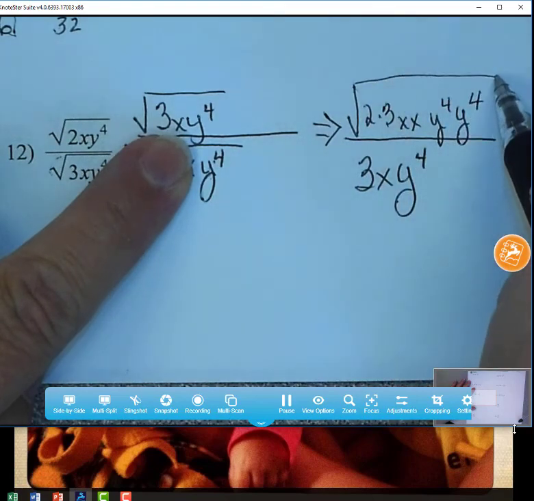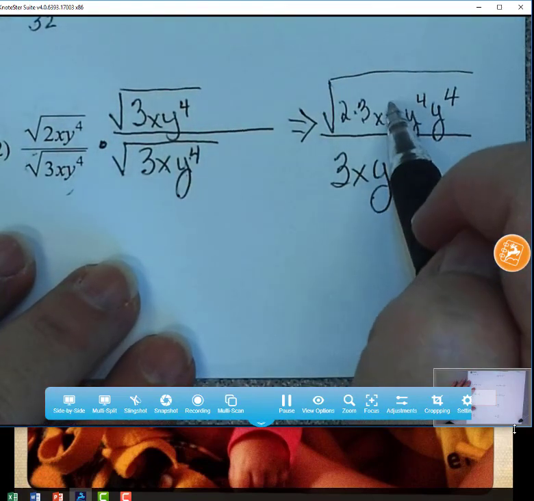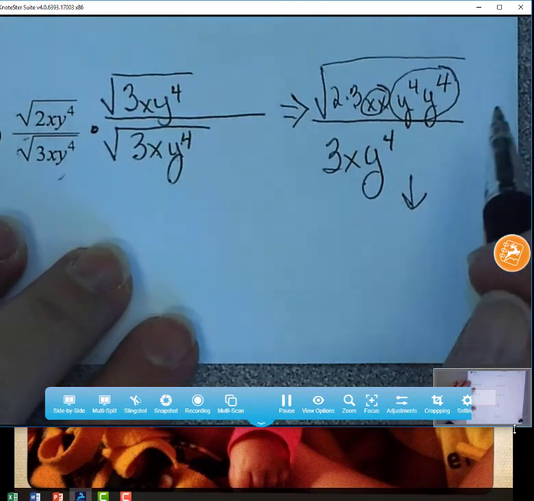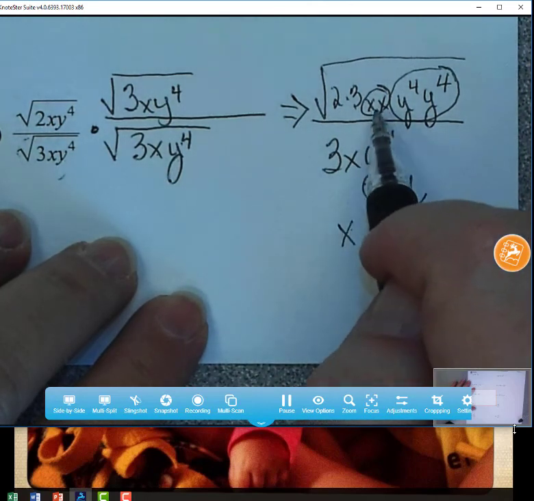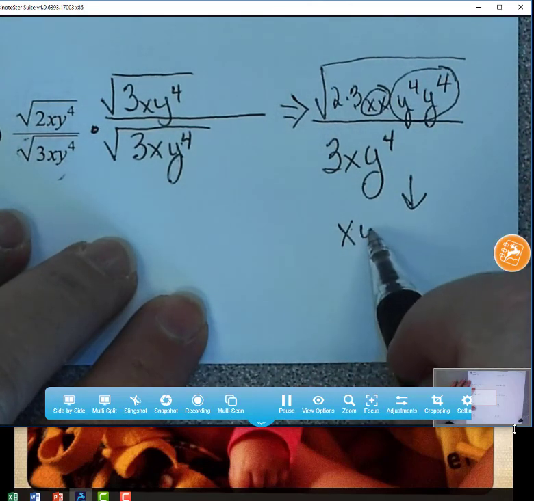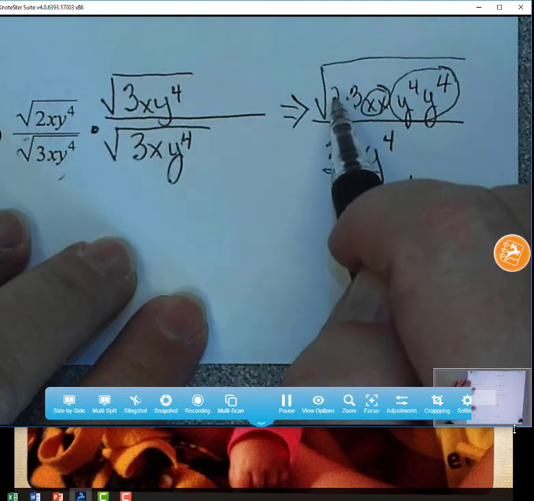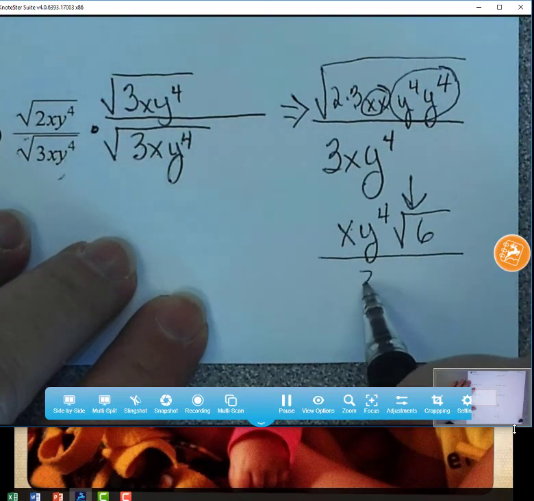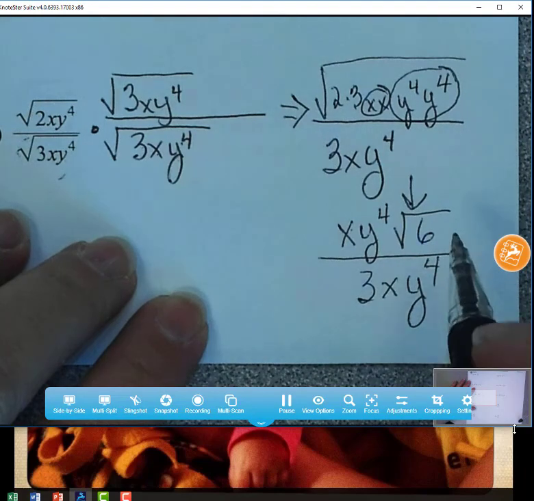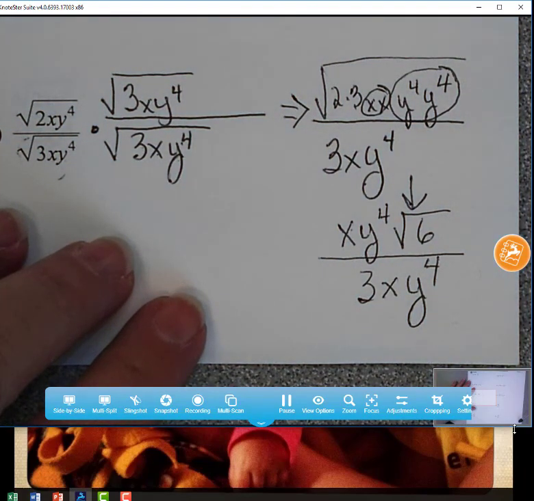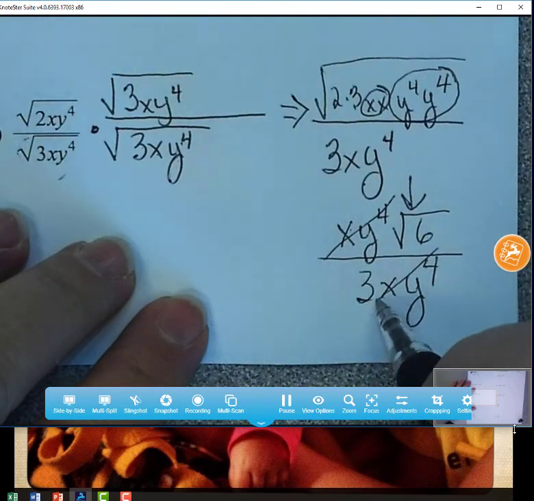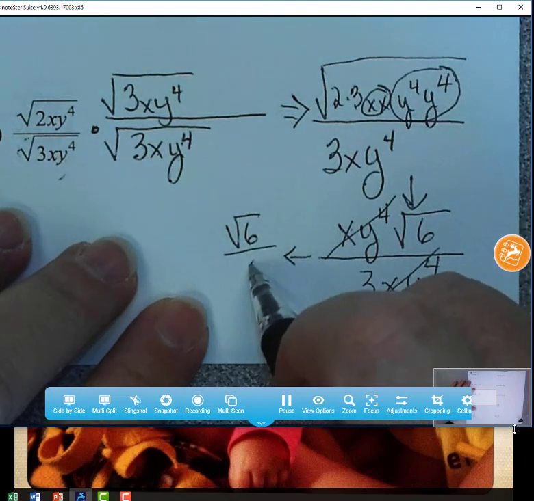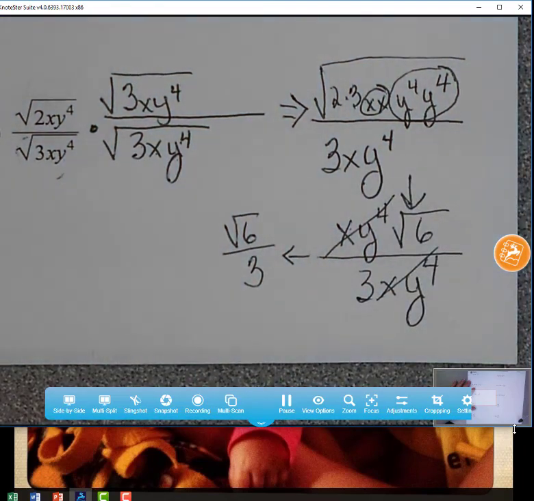And I'm looking for groups of what? 2. Oh, here's a group of 2. Here's a group of 2. So that means I'm going to remove 1 x to the outside. I'm going to remove 1 y to the 4th to the outside. I still have the 2 and the 3 on the inside, so that's going to be 6 over 3x y to the 4th. Is there anything I can simplify? The x and the y to the 4th. And then that one's done.